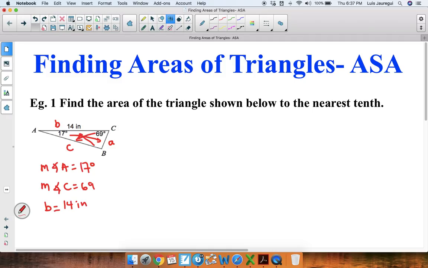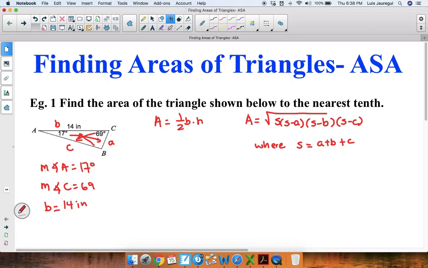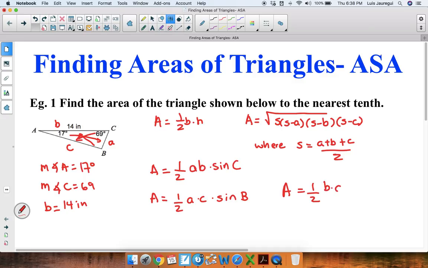Now, since we're trying to find the area, there are 3 different ways that we can find the area. We can use our basic formula, area equals 1/2 times the base times the height. We can also use Heron's formula, which is the square root of s times s minus a times s minus b times s minus c, where s is simply equal to a plus b plus c divided by 2. Or we can use the formula based on the law of sines, area equals 1/2 of a times b times sine of C, or any of the equivalent statements. So you could have area equal to 1/2 times a times c times the sine of B, or area equal to 1/2 times b times c times the sine of A.